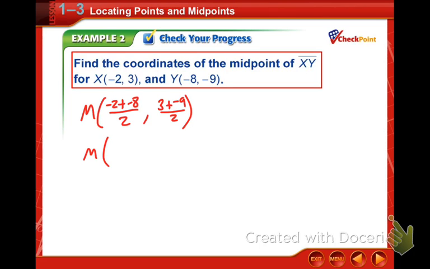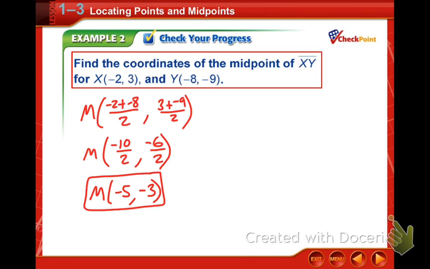So this is going to turn into -2 plus -8 is -10 over 2, and 3 plus -9 is -6 over 2. Finally, we're at our last step. -10 divided by 2 is -5, and -6 divided by 2 is -3. And that's our midpoint.